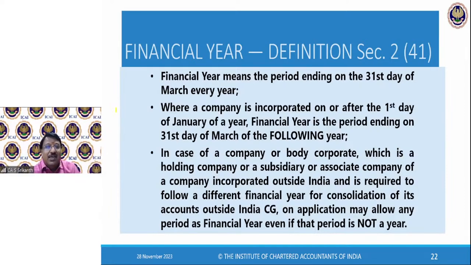Whatever it is, consolidation is needed. So that foreign company will have to consolidate its balance sheet. So it may follow a different financial year for consolidation of its accounts outside India. Got it? So it can have 2 years. One year would be for Indian accounts, submission in India. And another would be for consolidation with its subsidiary or parent or whatever. And the central government, on application, may allow any period as financial year, even if that period is not a year. This is only for the purpose of consolidation. Okay? In addition, your normal year would be here. For consolidation, you can have this.